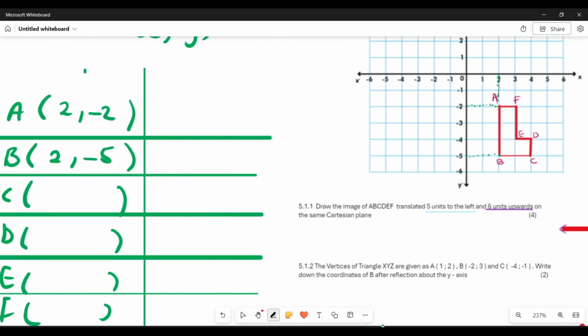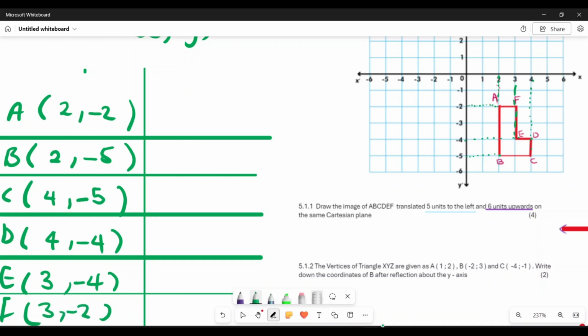Now my B, its x is also at 2 and its y is at -5. Now for my C, my x value is at 4 and the y is at -5. Now for my D, my x value is at 4 and my y is at -4. For my E, my x value is at 3 and my y value is at -4. And lastly, for my F, my x value is at 3 and my y is at -2, right?